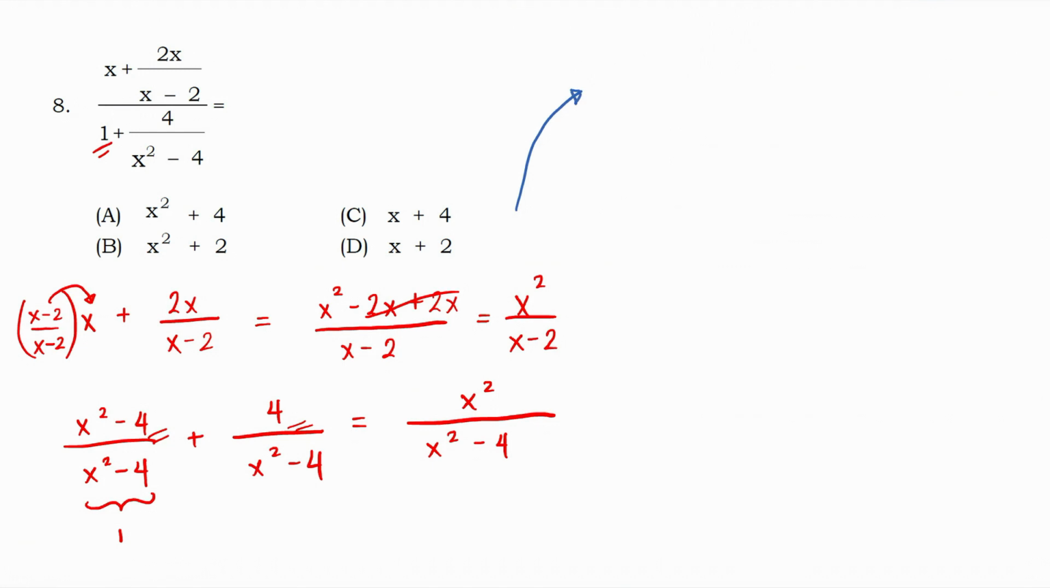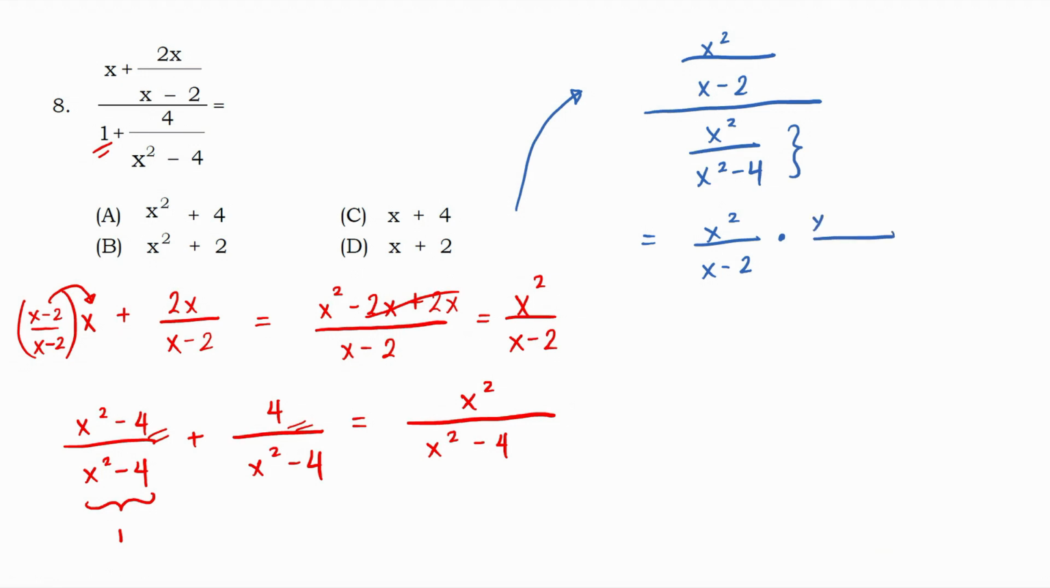Ayan, ilalagay ko na lang dito. So, x squared over x minus 2 all over x squared over x squared minus 4 is equal to x squared over x minus 2, and then i-multiply mo sa reciprocal nitong nasa denominator. So, we have x squared minus 4 over x squared. Makakancel na tong x squared, and we're left with x squared minus 4 over x minus 2.